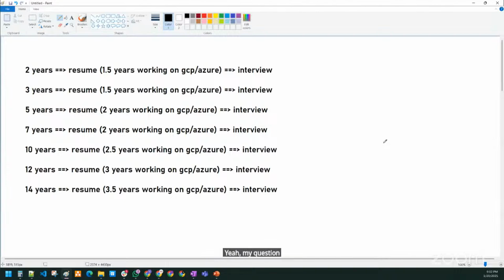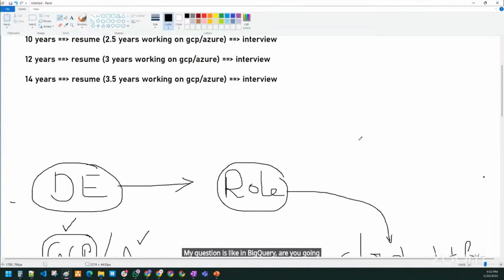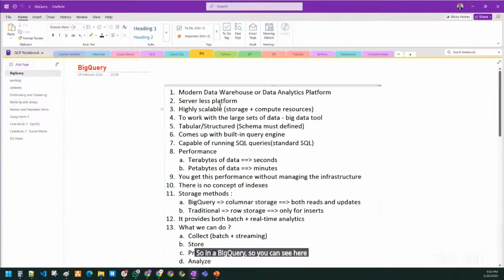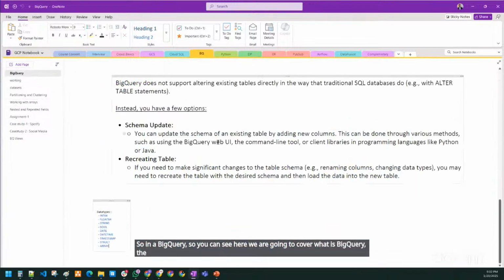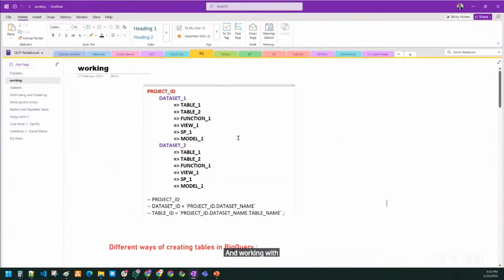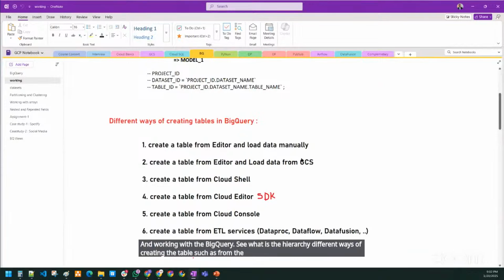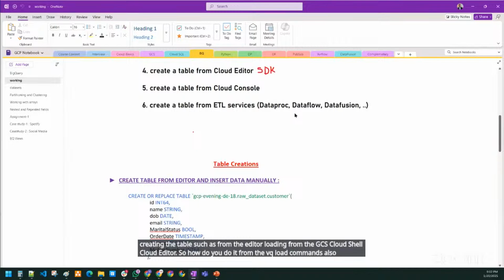In BigQuery, are you going to cover from basic functions to advanced functions? In BigQuery, we are going to cover what BigQuery is, the architecture of BigQuery, its limitations, and data types. Then working with BigQuery: the hierarchy, and different ways of creating a table, such as from the editor, loading from GCS, Cloud Shell, and Cloud Editor. Also the BigQuery load commands and different ETL services.